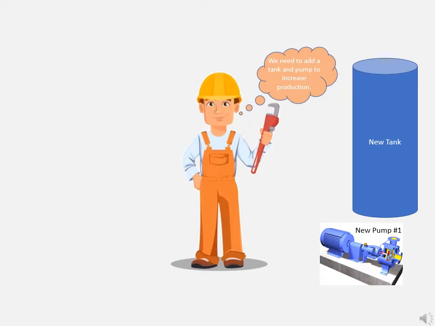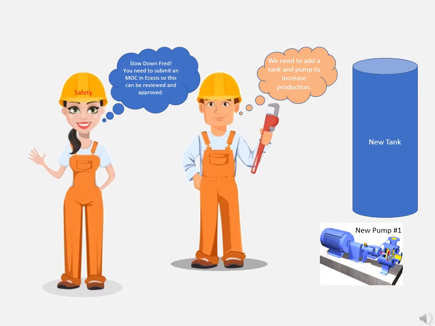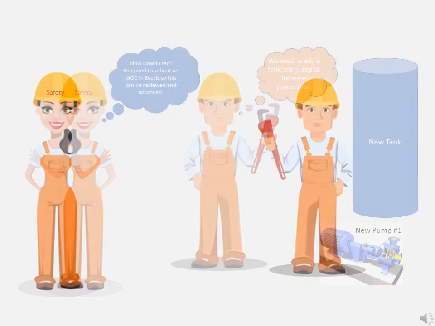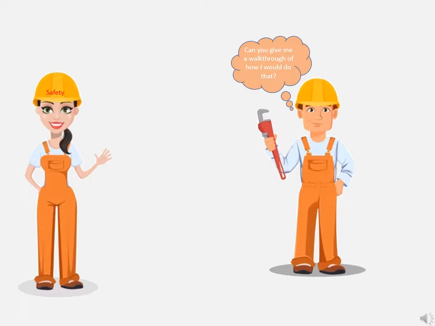We need to add a tank and a pump to increase production. Slow down, Fred. You need to submit an MOC in Ecesis so the project can be reviewed and approved. Can you give me a walkthrough of how I would do that?